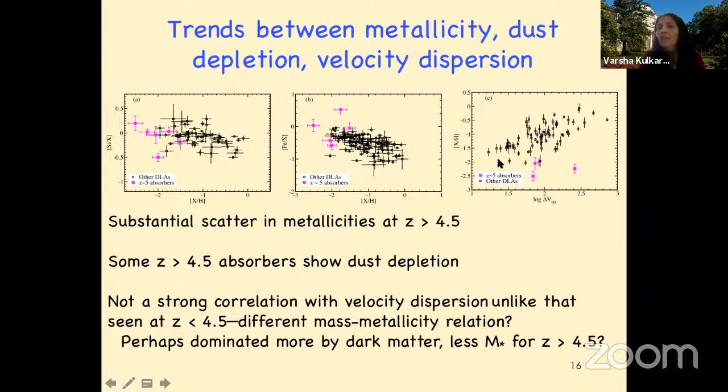The other interesting thing is the plot of metallicity versus velocity dispersion, so velocity width of the line. And there seems to be a difference in the trend that you normally see in lower redshift DLAs versus the higher redshift DLAs. And not quite sure what that means. It may have a relation to a different mass metallicity relation between the two populations of galaxies. It may mean perhaps that the higher redshift galaxies are more dominated by dark matter and they have less stellar mass. But of course, the samples are too small to make too much out of this.